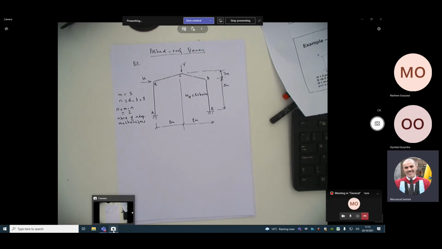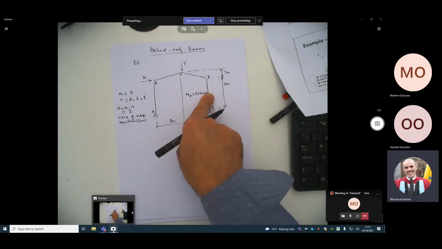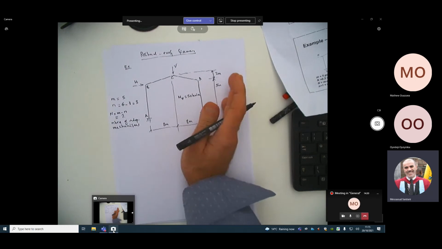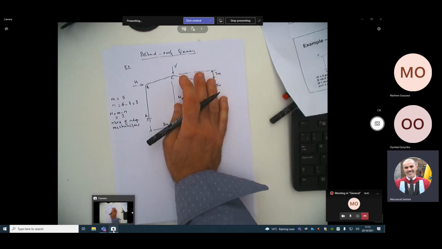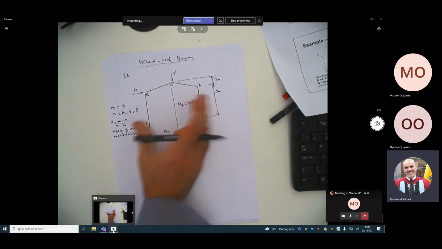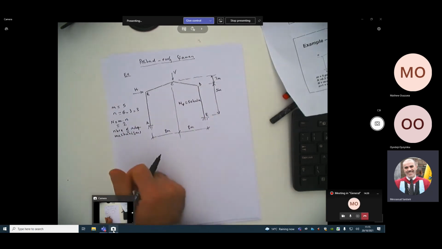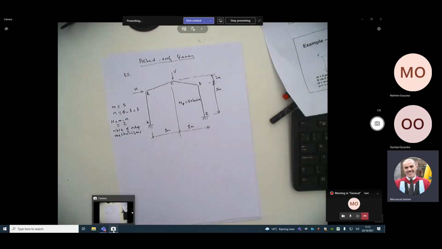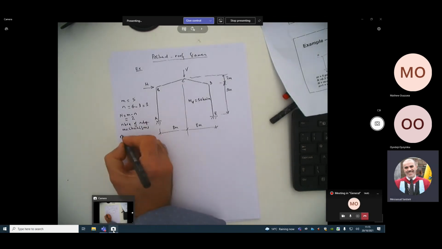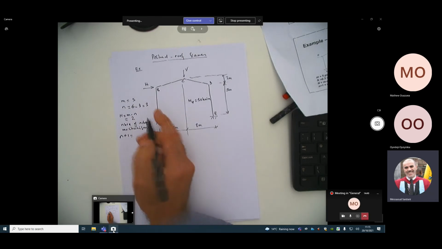What are the independent mechanisms? We've just said it. Sway and part sway. So we've got exactly what we expect. We expect a sway mechanism and a part sway mechanism, and obviously you need to check the combination of the two. Then N plus 1: in this case, 3 plus 1 is 4.